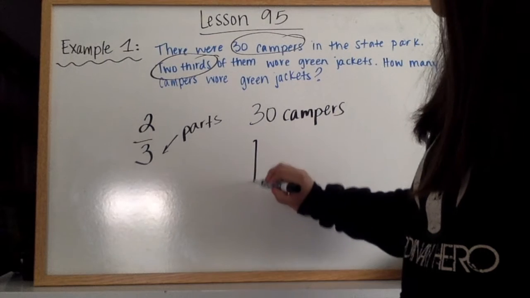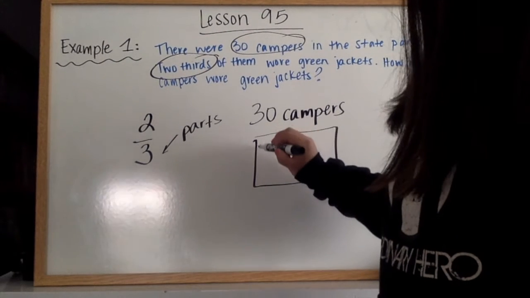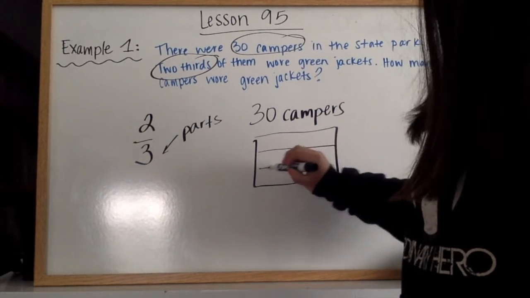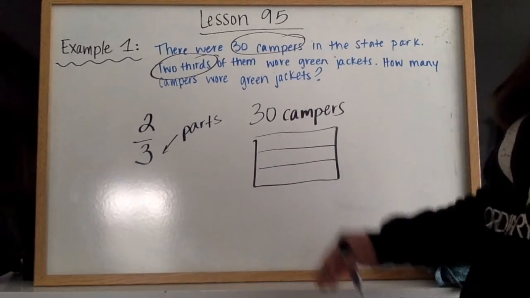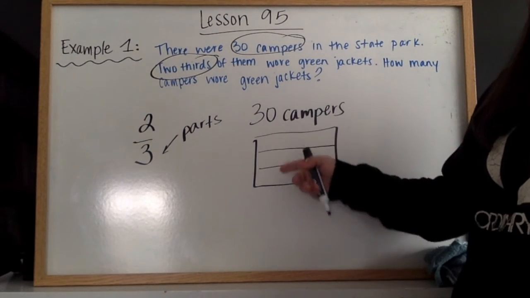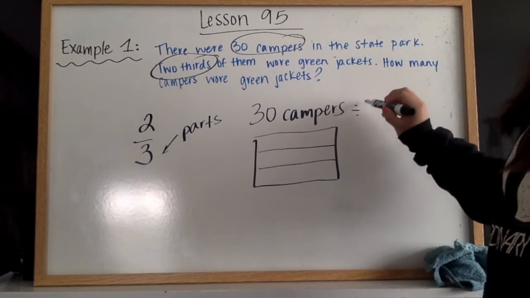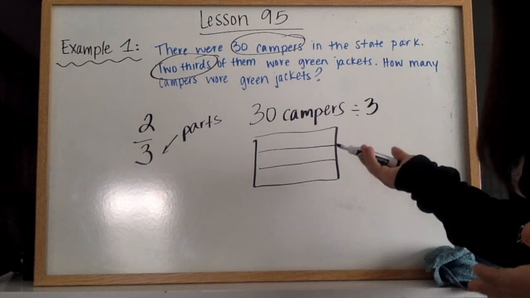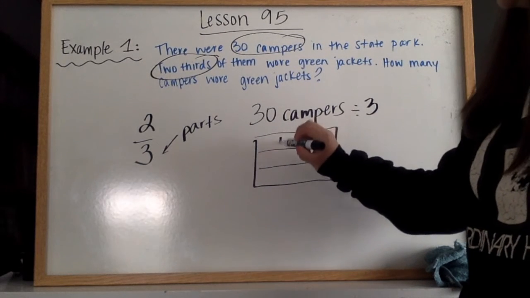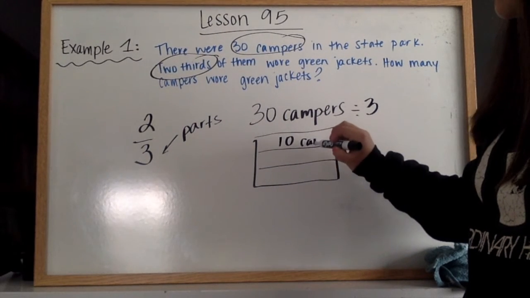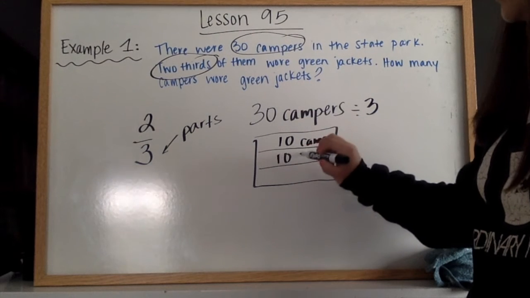Okay, so if I draw a picture, 3 equal parts. The total is 30. So if we're splitting it into 3, that means we're dividing it by 3. So what is 30 divided by 3? That's 10. So in each group, we've got 10 campers.